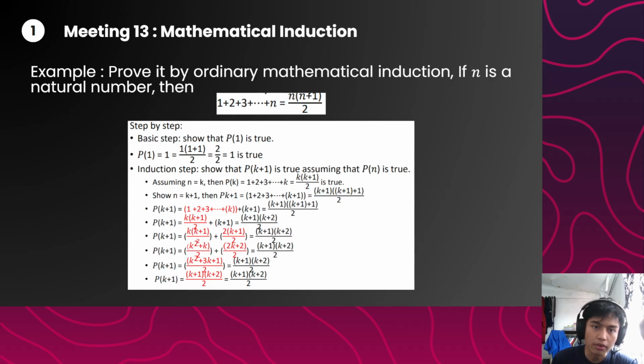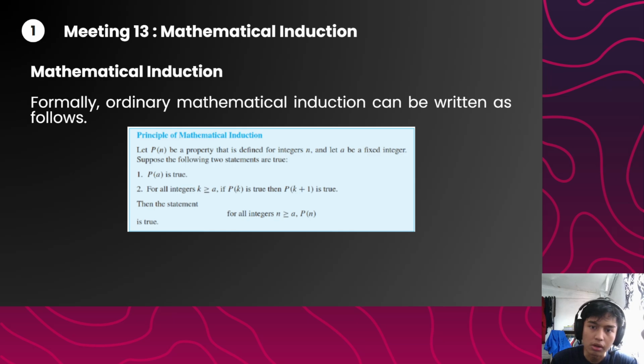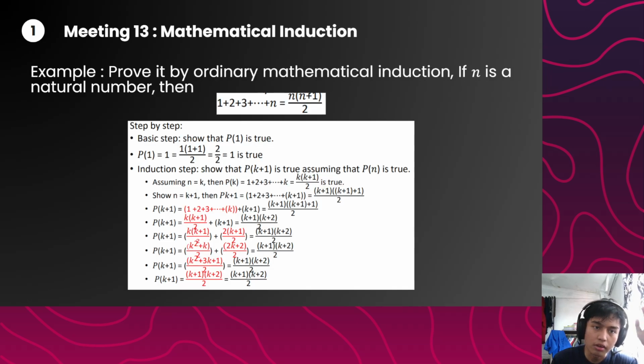Then we have an example for the mathematical induction. Here is the example question. Prove by ordinary mathematical induction, if n is a natural number, that 1 plus 2 plus 3 plus up to n equals n times n plus 1 over 2. These are the step by step.